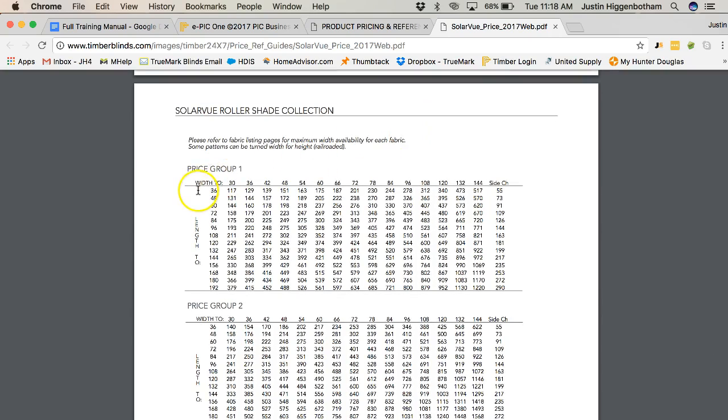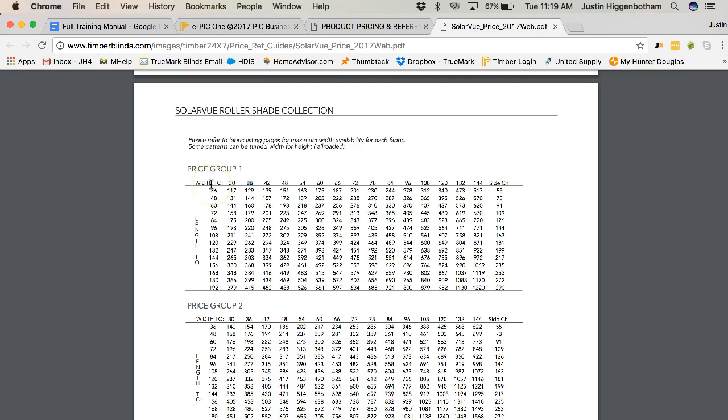So the width 2 and the length 2. Say I got a shade I measured that's 35 inches by 72 inches. So this goes to 30. For us to get a 35 inch, we're going to have to get a 36 inch, and they're going to have to cut that fabric down to 35 inches. So for us to figure out what our cost is and what we have to charge the customers, this is where we go to figure it out, the price guide.